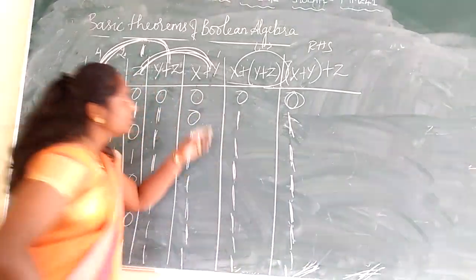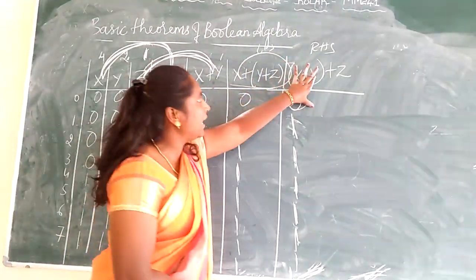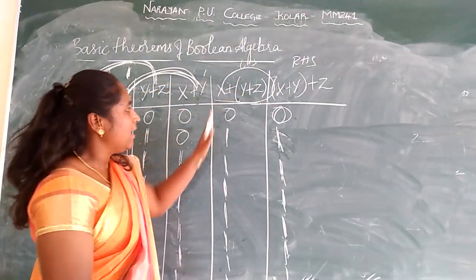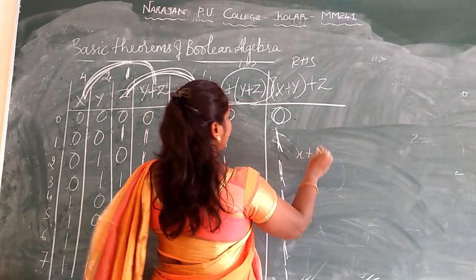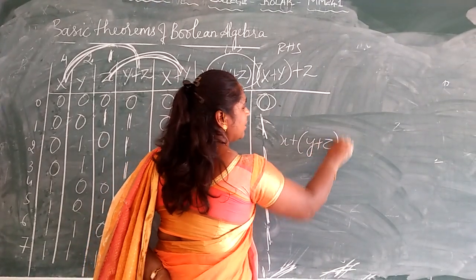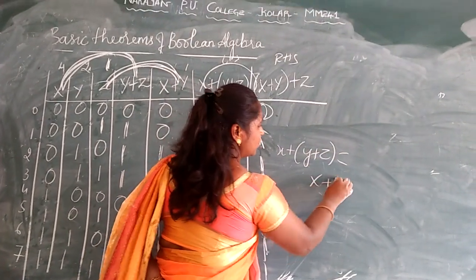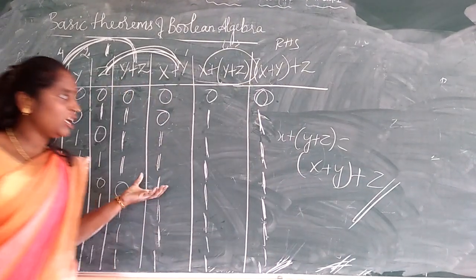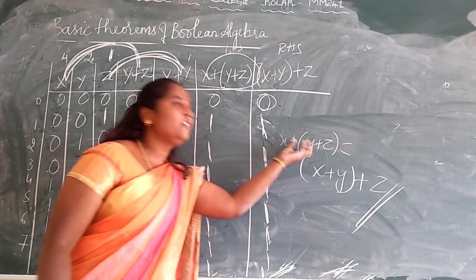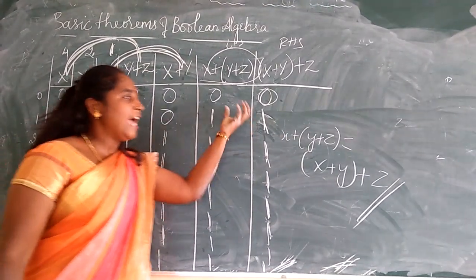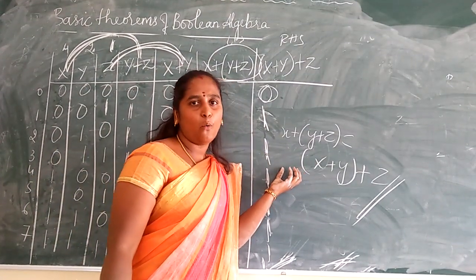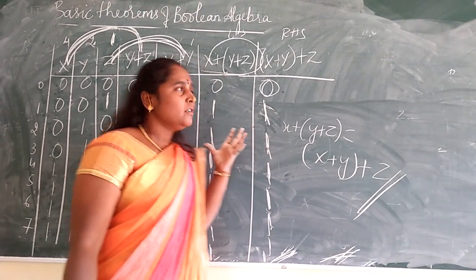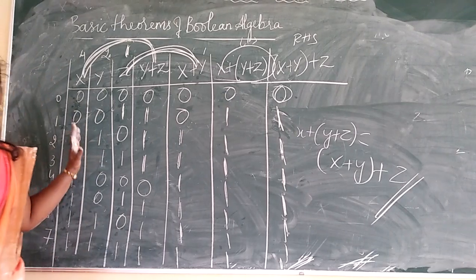So, you consider your LHS and RHS, both the values are the same. So, the associative law, x plus (y plus z) equal to (x plus y) plus z, we have proved using your OR statement for every value of y, as well as x equals 0 and x equals 1. So this ends your associative law.